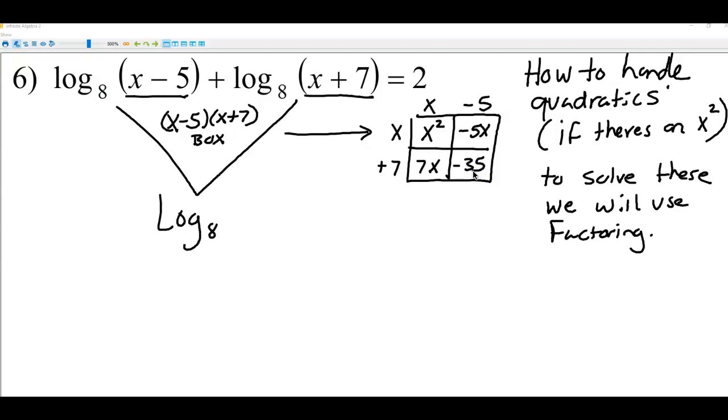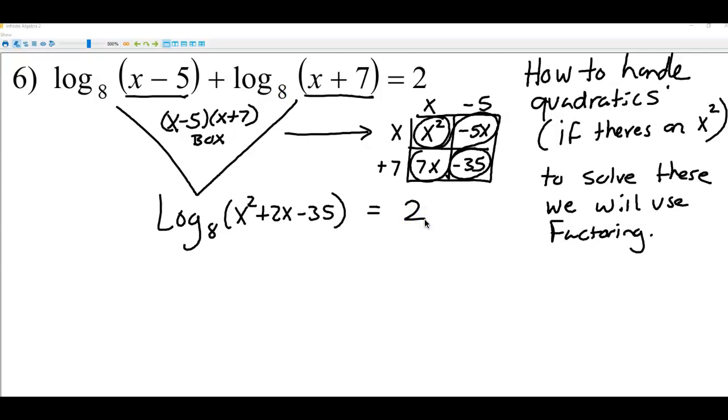So we have x squared. We'll combine these two together because they're like terms. 7x take away 5x is 2x. And then minus 35. So I'll wait there. So that's the first thing.